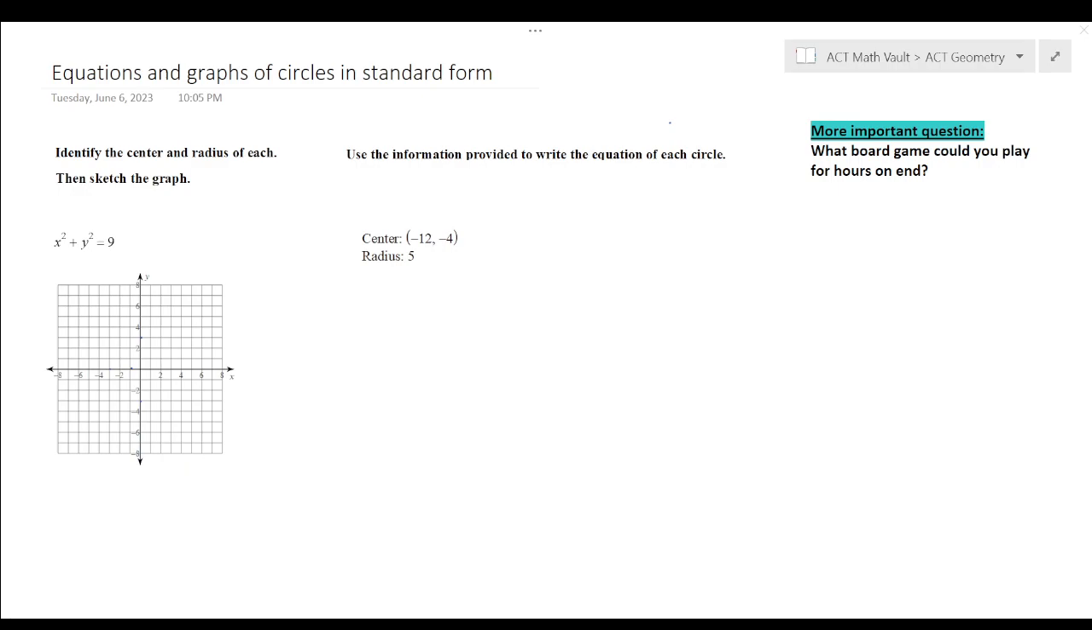Also, to make sure that we don't take ourselves too seriously, let's think about our fun question. What board game could you play for hours on end?